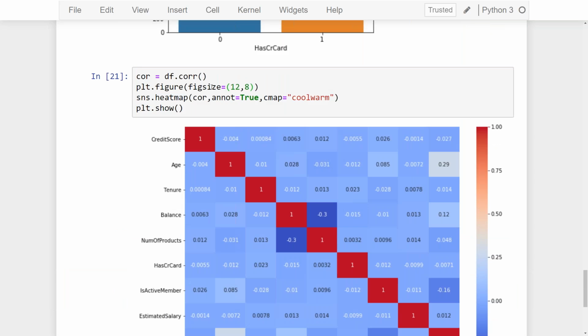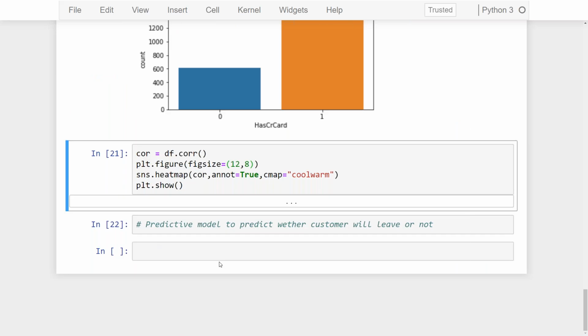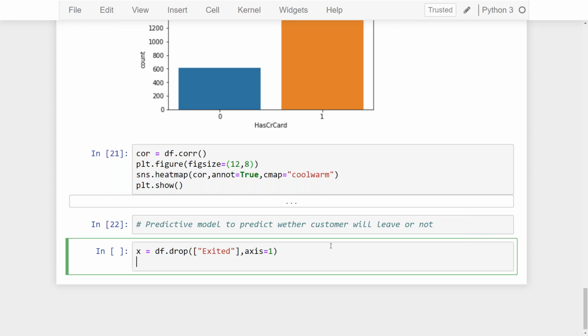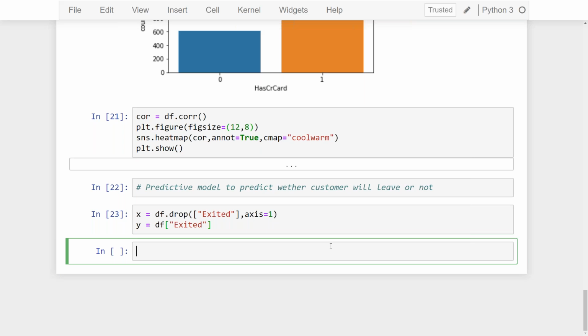This was the code. First we'll separate X as, let's say, df of everything other than exited, we'll consider everything into X. We can drop credit score and has credit card because we think that those are not important features, so we can drop them. And Y is df of exited. So we have X and Y, the features and the label, separately available.